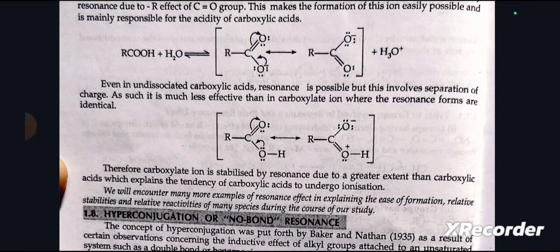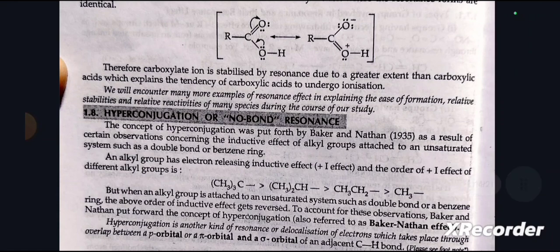Even in undissociated carboxylic acid, resonance is possible, but this involves separation of charges. As such, it is much less effective than in carboxylate ion, where the resonance forms are identical. Therefore, carboxylate ion is stabilized by resonance to a greater extent than carboxylic acid, which explains the tendency of carboxylic acids to undergo ionization. We will encounter many more examples of resonance effect in explaining the ease of formation, relative stability, and relative reactivities of many species during the course of our study.